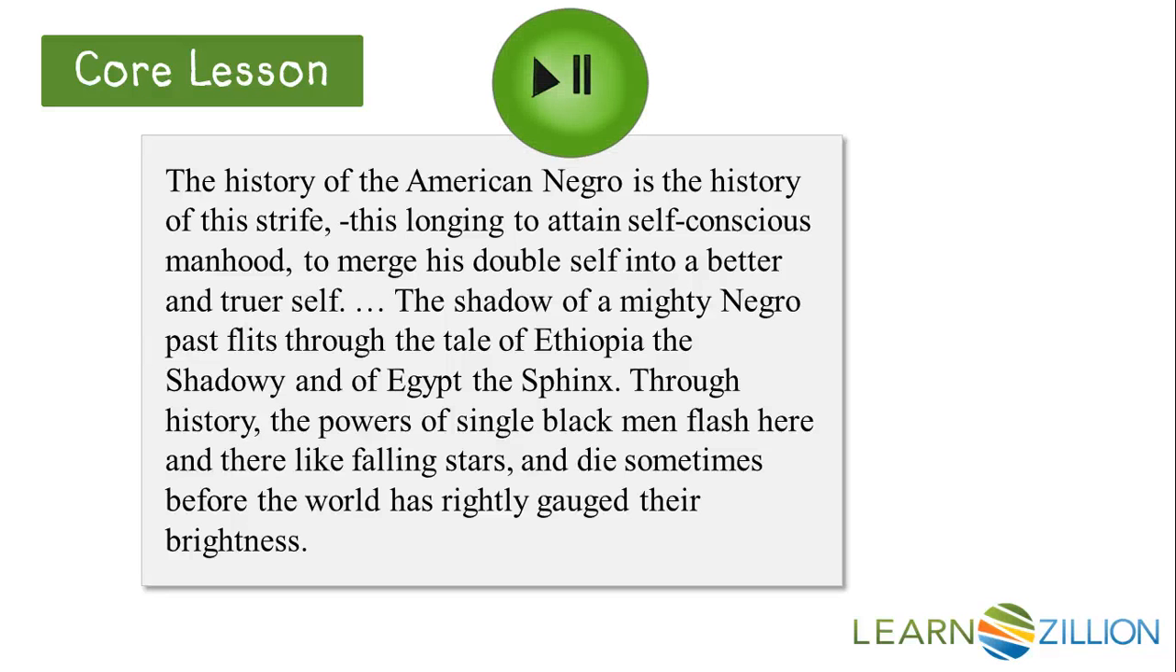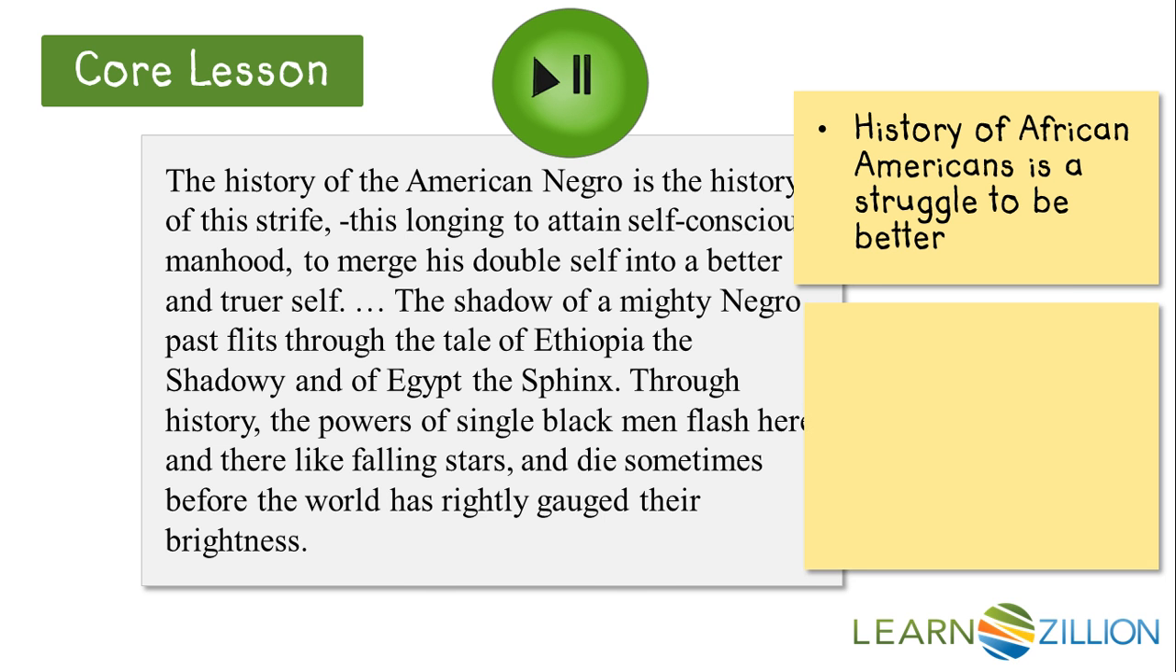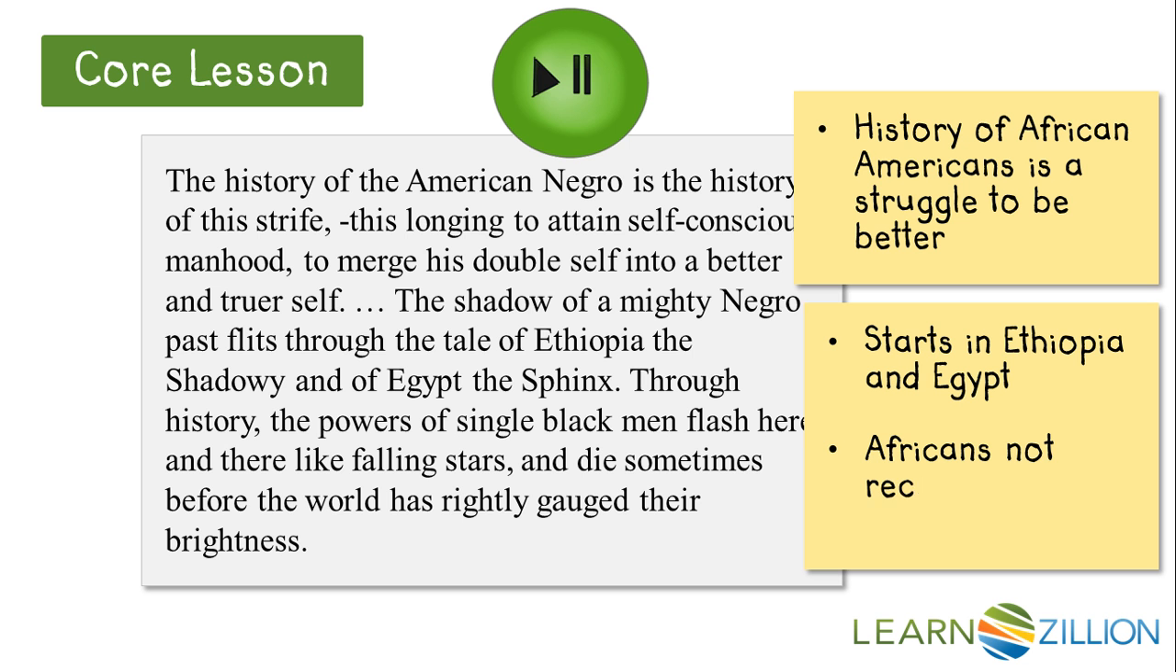So let's pause here and think about what the text is telling us about this particular time in history. We see that first it's looking at overall the history of the American Negro is the history of the African Americans, is the struggle to be better, the struggle of this strife. And then in the second section, Du Bois points out that this starts in Ethiopia and Egypt, and that Africans were not recognized for their power.